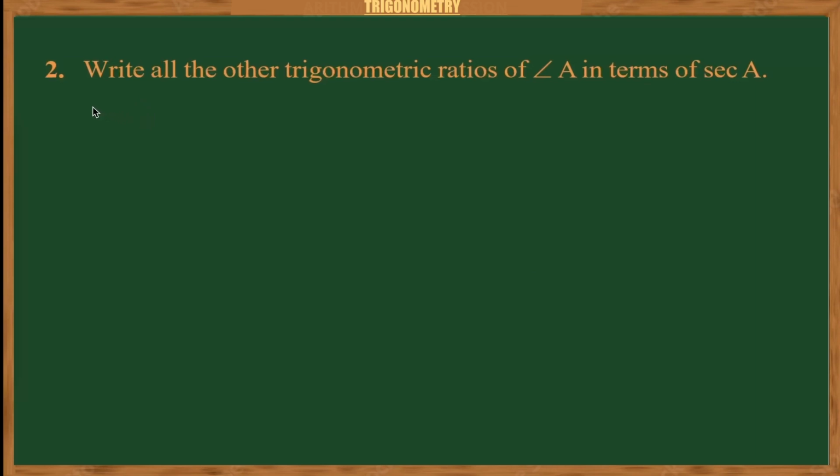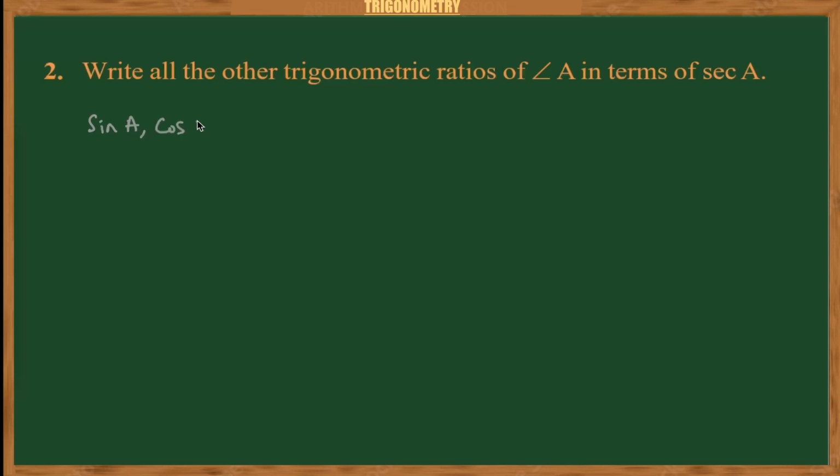We have sin A, cos A, tan A, cot A, cosecant A, and secant A. So we need to express the others in terms of secant A. So this is being asked.